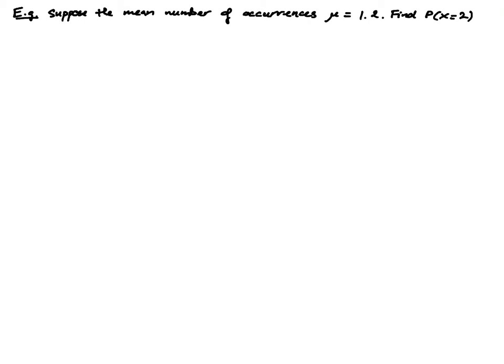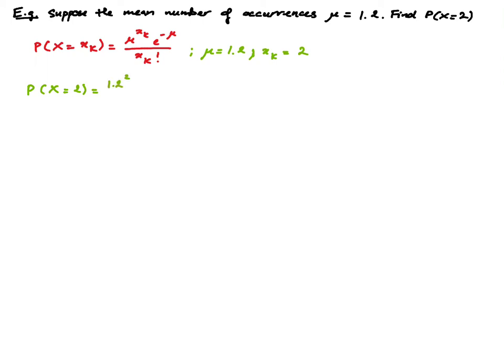Now, if we recall the formula for a Poisson variable, the probability that x is equal to xk is equal to mu to the xk power times e to the negative mu divided by xk factorial. So for this particular problem, we know that mu is 1.2 and xk is 2, because we're trying to find the probability that x is equal to 2. So the probability that x is equal to 2 is just going to be equal to 1.2 squared times e to the negative 1.2 divided by 2 factorial.